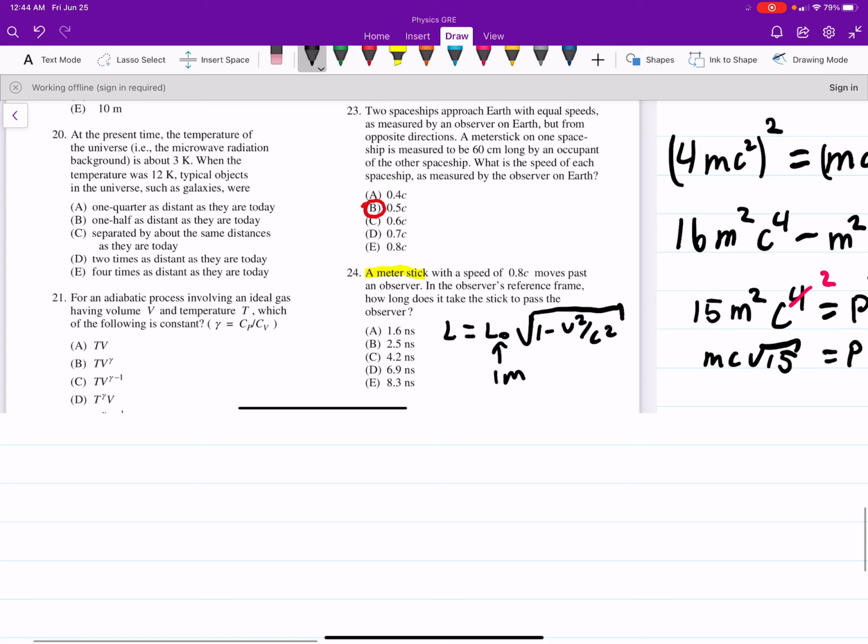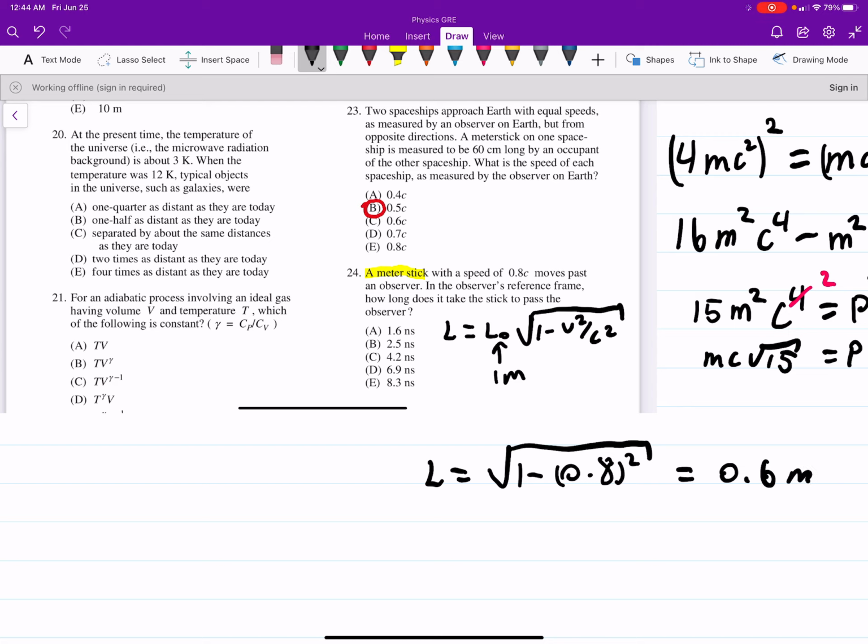I actually have to plug this in. So let's see, this will be the square root of 1 minus 0.8 squared, which is equal to 0.6 meters. So that's the length that we would see from our perspective. It's contracted, which makes sense. We would expect it to be.